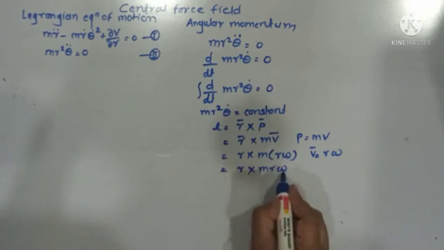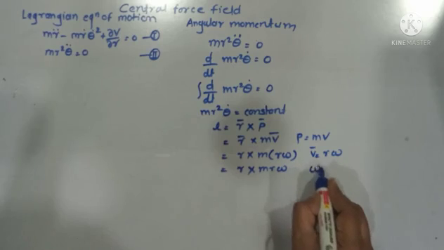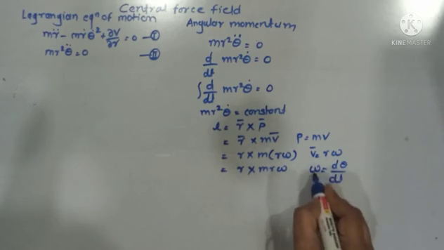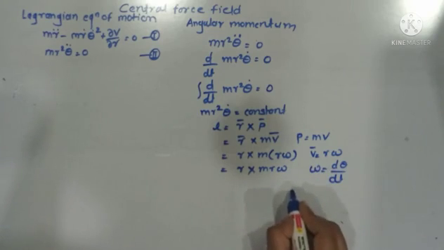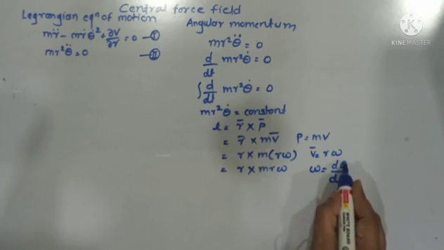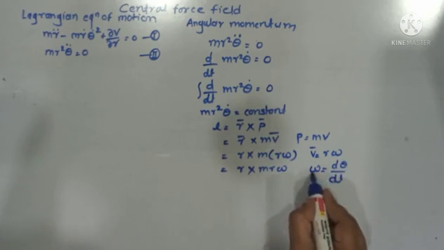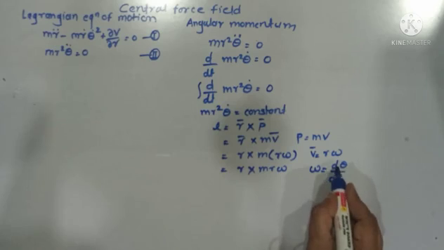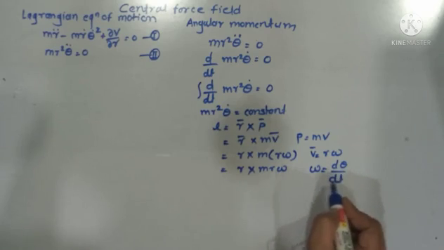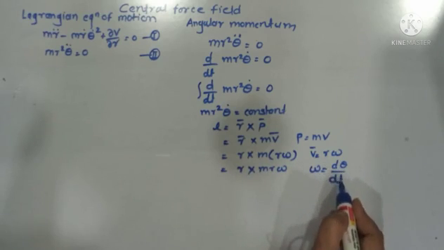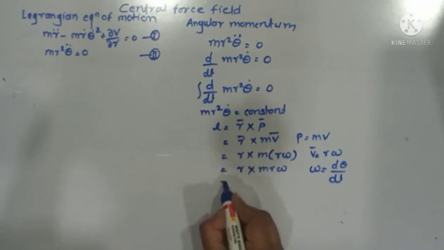or I can also write this omega as d theta upon dt. So this omega is an angular velocity, whereas this theta is the angular displacement. So this is the relation between the angular velocity and angular displacement. Angular displacement per unit time, we call it as the angular velocity. So this d theta upon dt is nothing but the omega.